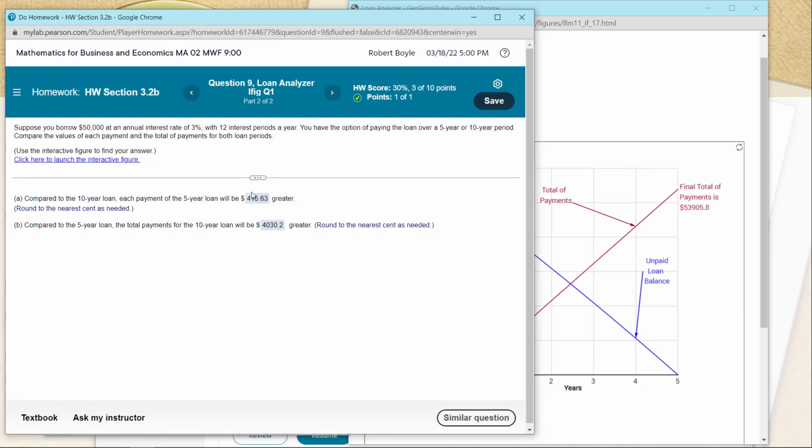Even though you have to pay more per month for the 5-year loan, the total amount of money that you will end up paying is going to be $4,030 less, because you're making fewer payments. And that is one of the biggest trade-offs when you're dealing with loans: how much can you afford on a monthly basis? Because if you can afford more on a monthly basis, you will be paying less overall.